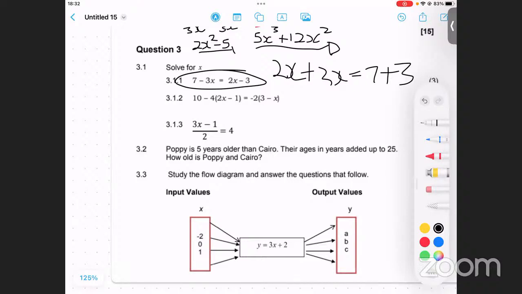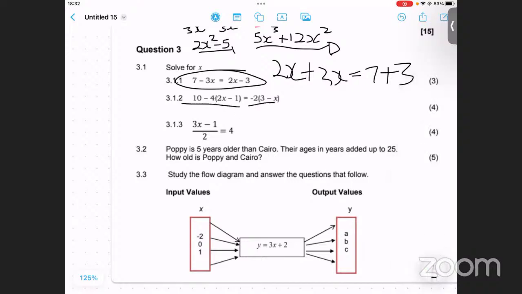Oh ma'am, please give me time. X is going to equal 2, ma'am. And did you try to prove if your answer is correct? Did you replace the X with 2 for the left side and the right side? Did you get the same answer? Yes, ma'am. Okay.